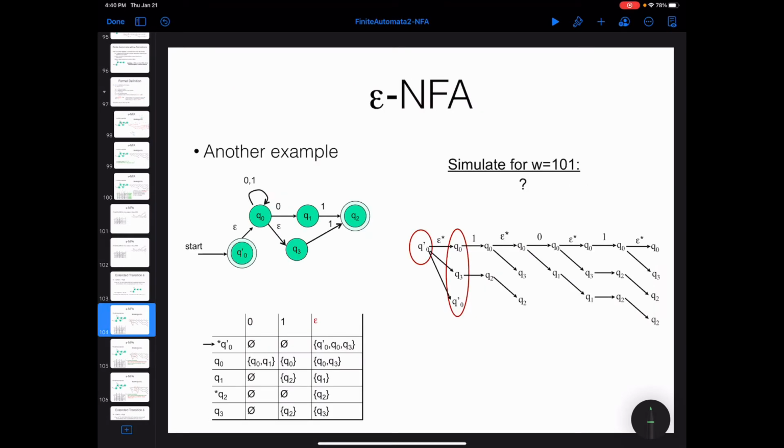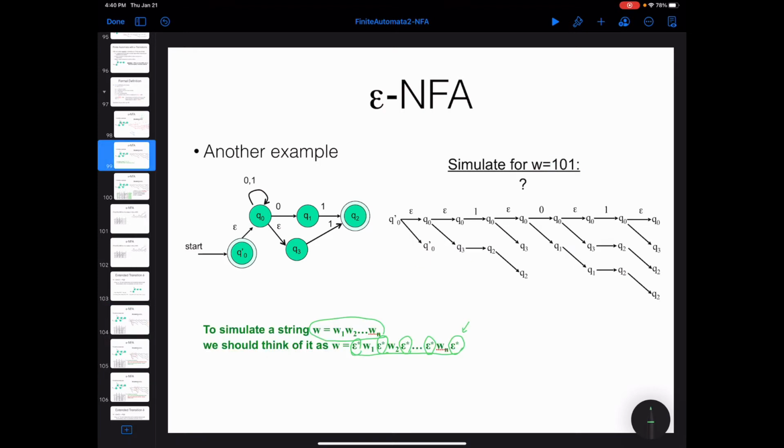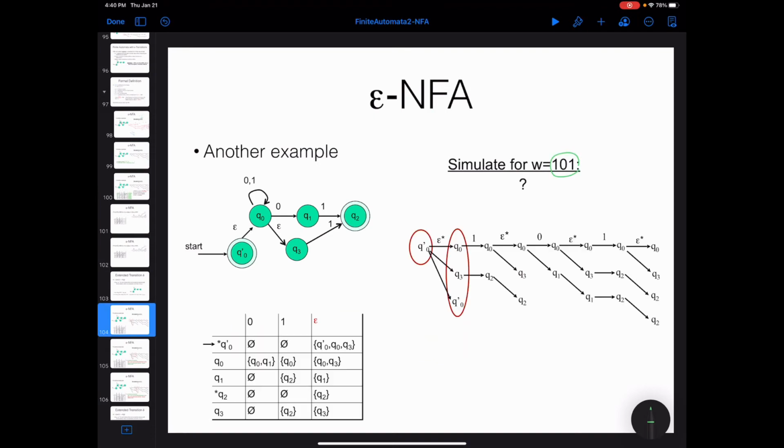Okay, so now let me again show you the simulation of this string 101 that we have done. Actually, I think we have seen it in the previous example. This is exactly the same example, right? Here, instead of always being worried about how many epsilon transitions I am applying, calculating the equivalence is going to just simplify life for you.